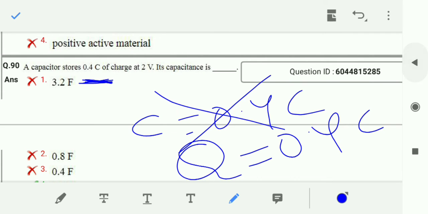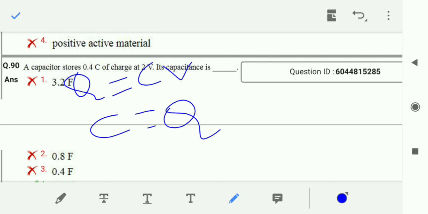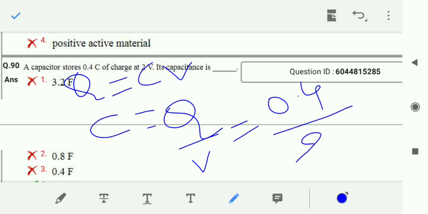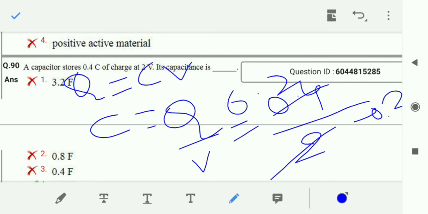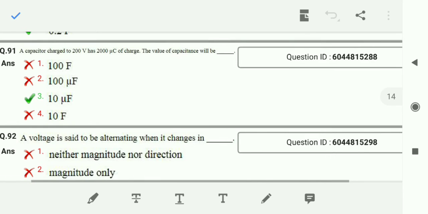So then what? As Q equal to 0.4 C and V is given, what is he asking? C, right? We know Q equal to CV, that means C equal to Q by V. C is equal to 0.4 C by V, which is 2. If I cancel, I will get 0.2. So the answer will be 0.2. Next, coming to question number 91.